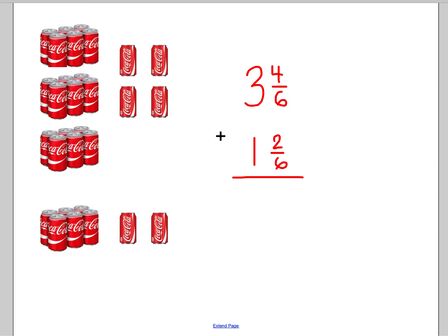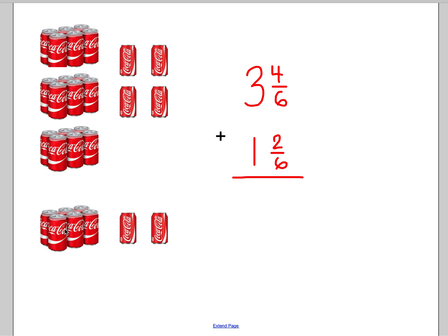Finally, let's go ahead and talk about Coca-Cola. I love a good glass of Coca-Cola on a hot day. Maybe you do too. But let's consider each 6-pack a whole 6-pack. And how many cans of soda make up a whole 6-pack? That's right, a sixth. So here, let's say I have 3 whole packs, plus I have 4 sixths, because it takes 6 cans to make a whole 6-pack. So I have 3 and 4 sixths 6-packs.